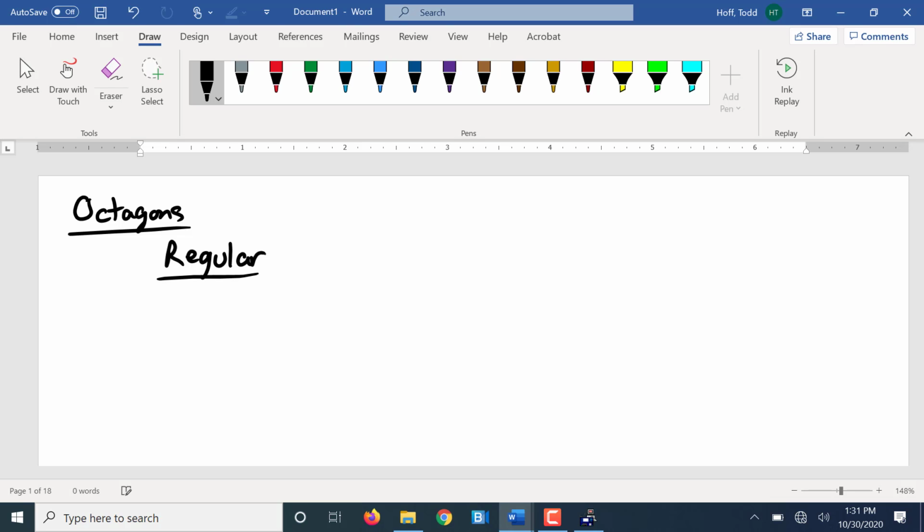And the key term here is going to be regular. When we have a regular polygon of any sort, that means that all the sides are the same length, and all the angles are the same.